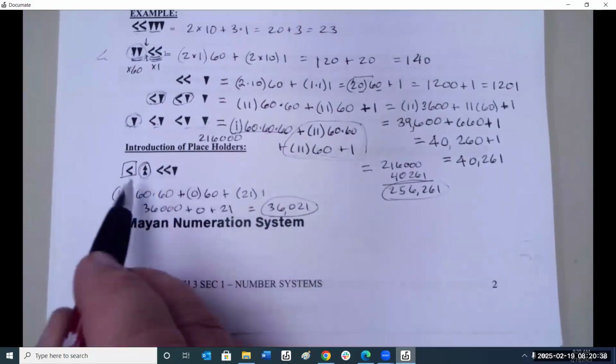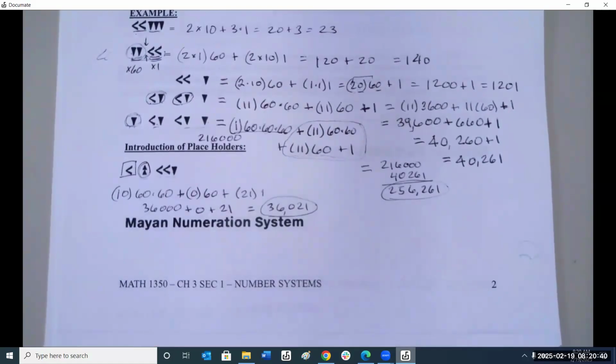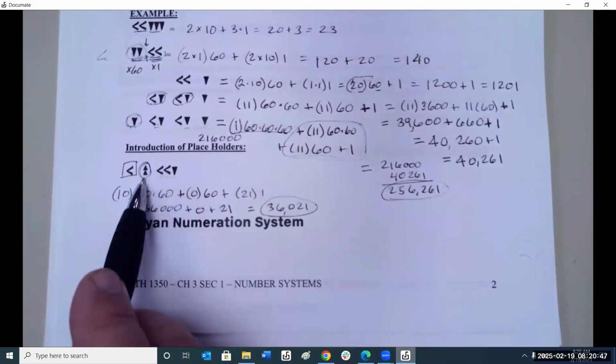So that's what the placeholder does. It says that there's no number there, because they really didn't have a number for 0. That's what that represents, 0.